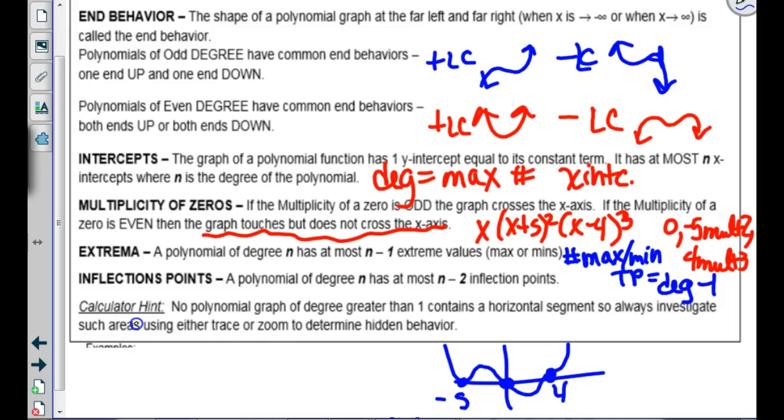One more calculator hint that's here, just since we're going over some polynomial graphing again today. Any polynomial function that's not linear, okay, so it's above degree 1, cannot contain a horizontal piece, a straight out horizontal piece, flat horizontal, okay? So therefore, you need to zoom in and see what's going on there. It says no polynomial function of degree greater than 1 contains a horizontal segment. So make sure you zoom in and determine what's going on.